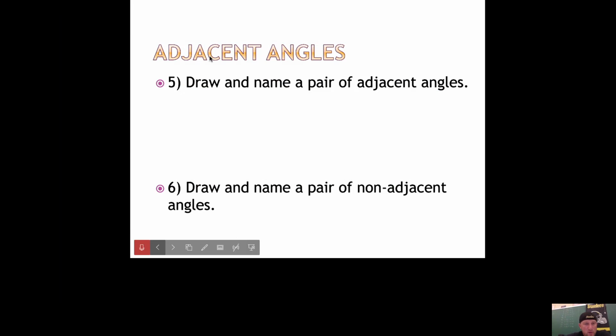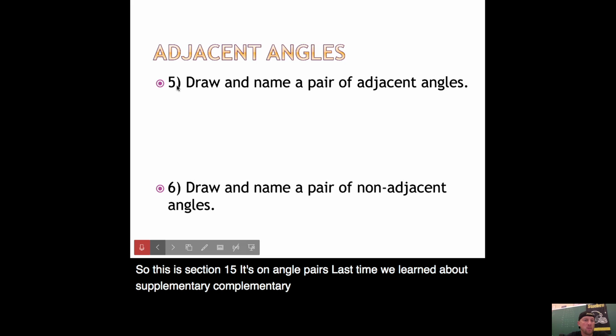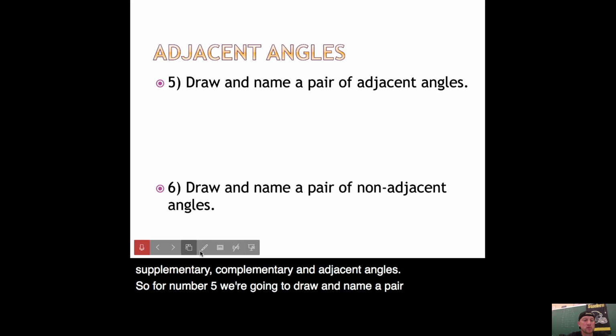So this is section 1.5. It's on angle pairs. Last time we learned about supplementary, complementary, and adjacent angles. So for number 5, we're going to draw and name a pair of adjacent angles.